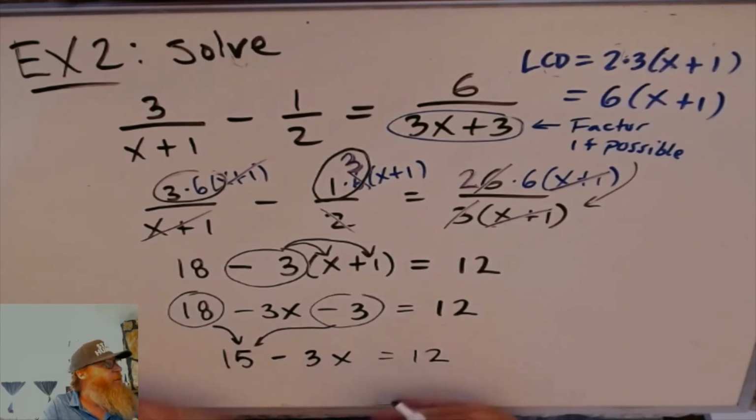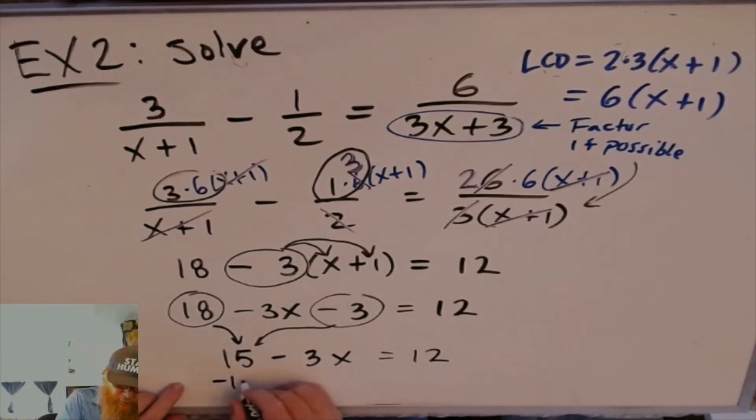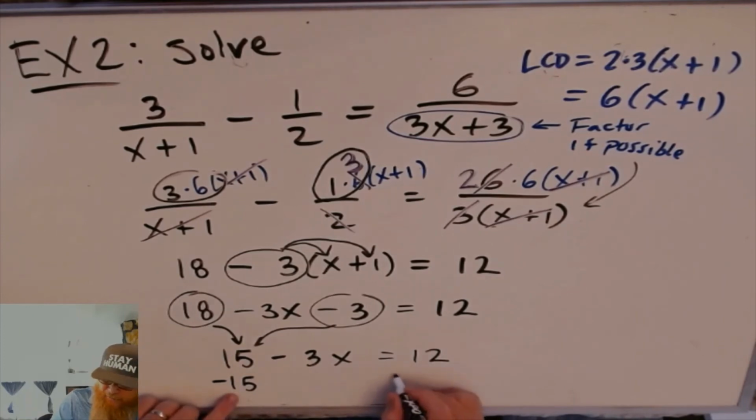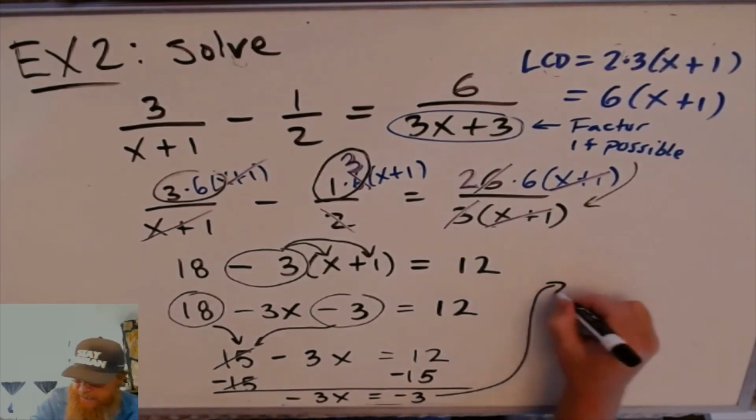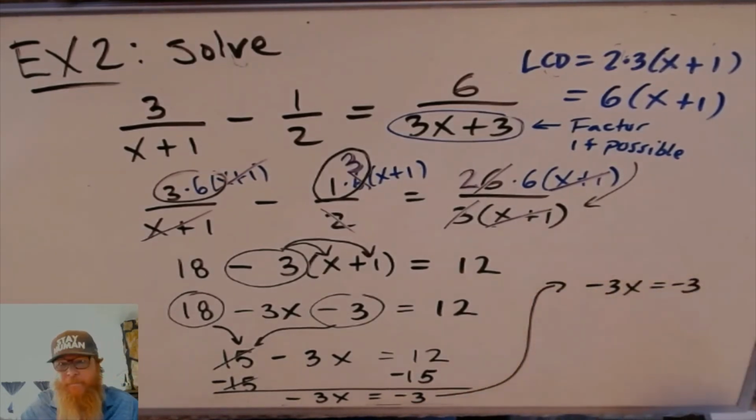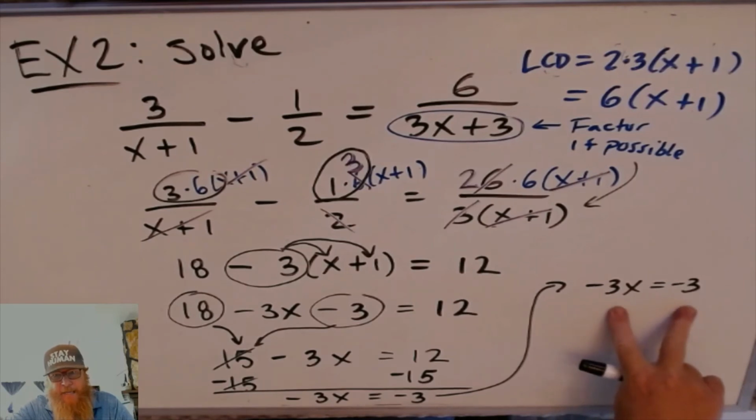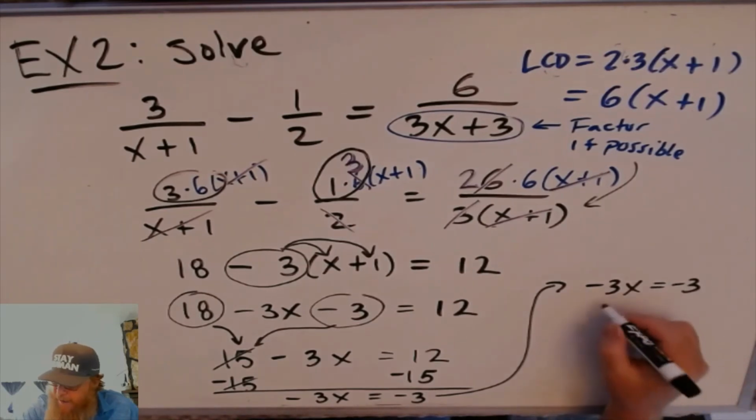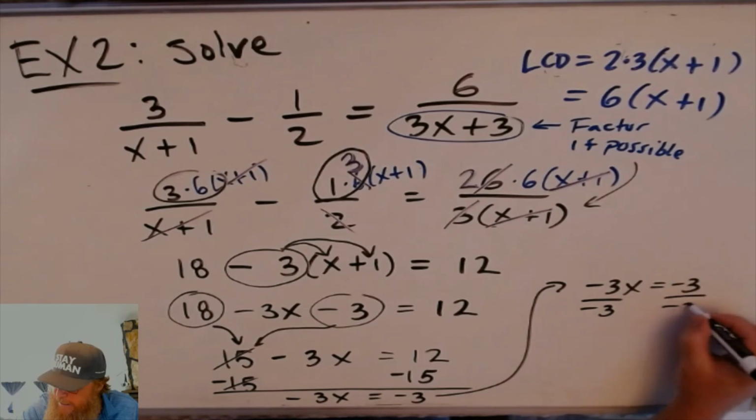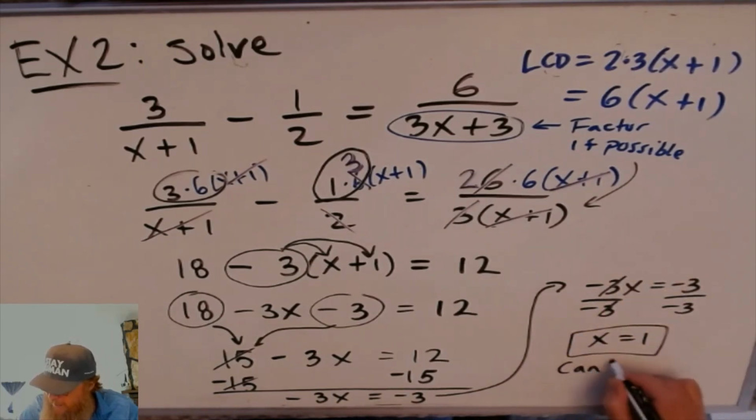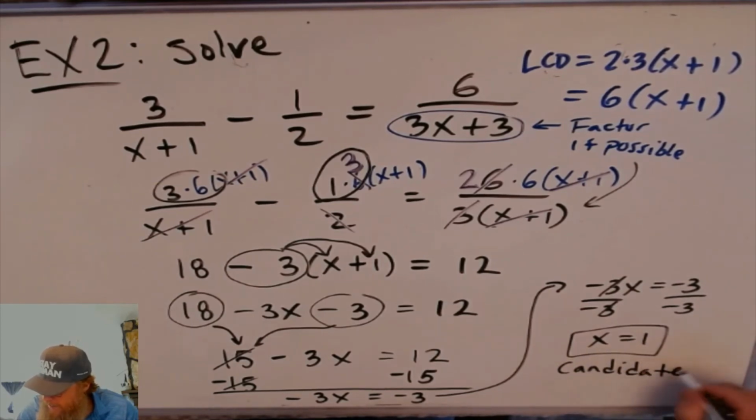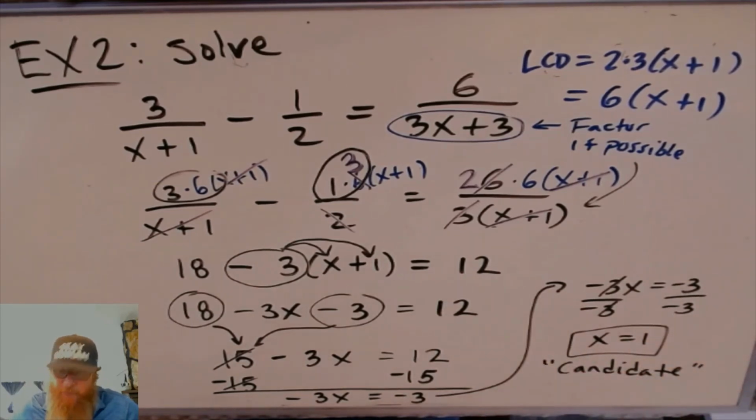And you can take it from here. These look like linear equations. They look pretty simple. Negative 15, negative 15. You're going to get negative 3x equals negative 3. I'm just bringing it up here so you can see it. Divide both sides by negative 3. And you get x equals 1. And again, you don't know if this is right. This is your candidate. You must check.